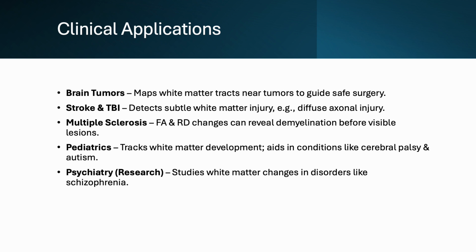It's also used in pediatrics and especially more now in psychiatric research, where it's being used to study the white matter changes in conditions such as schizophrenia, although this is still largely investigational. And DTI is also used to assess white matter development and detect abnormalities in conditions such as cerebral palsy or autism spectrum disorders.